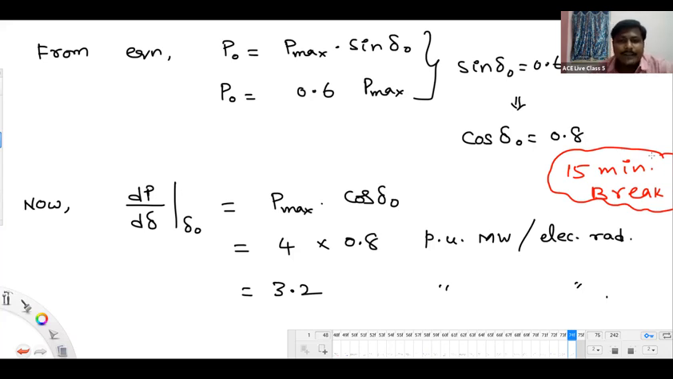How to convert this value into absolute form? We don't know the base values, right? So actually, if it is per unit, there should not be megawatt. It's not necessary to say. Per unit or per unit megawatt, that's okay.